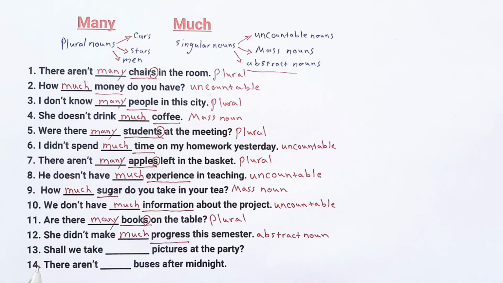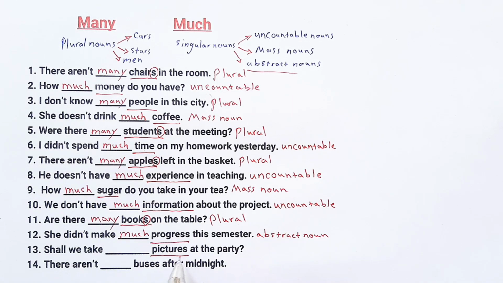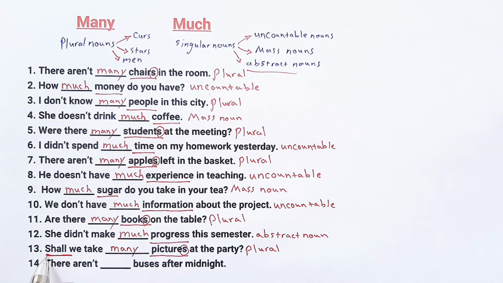Number 13. Shall we take blank pictures at the party? What is the answer? Many or much? It's so easy because we know that the keyword here is pictures, and it refers to more than one picture because it has plural s. So it's a plural noun. So the answer is many. Here we have shall.